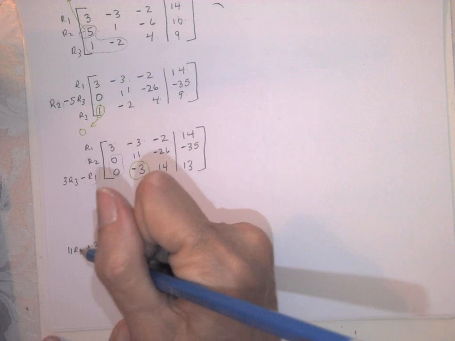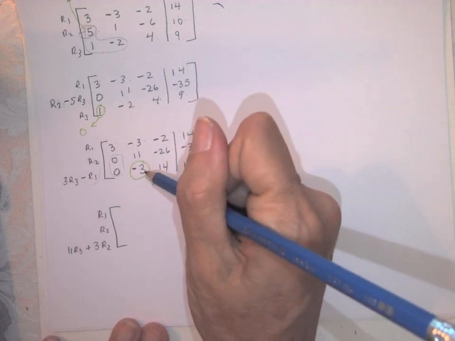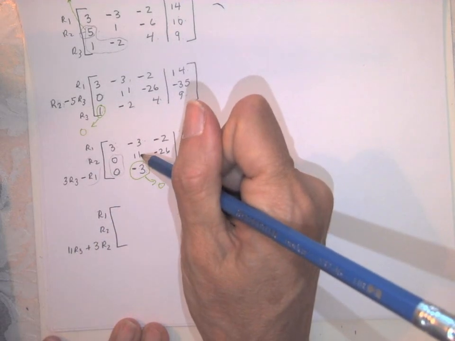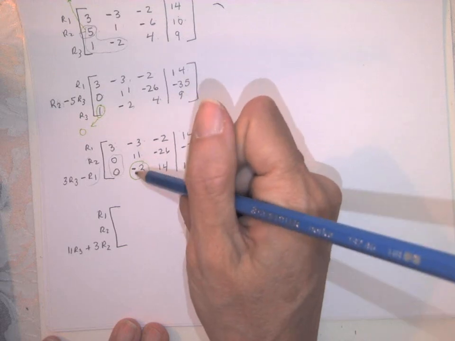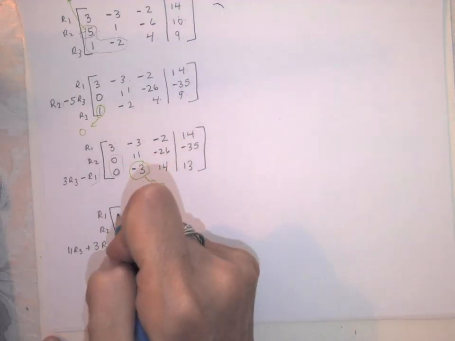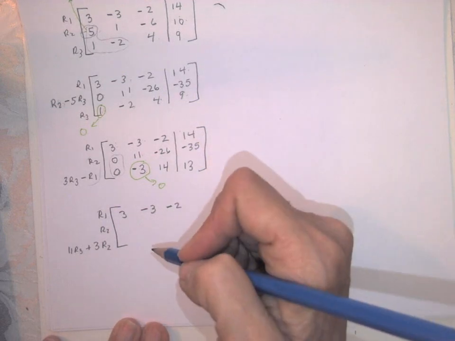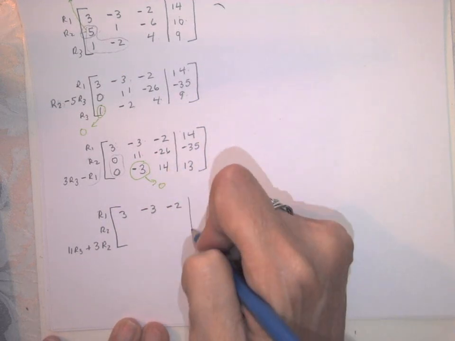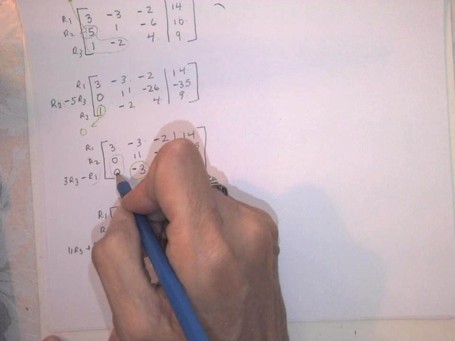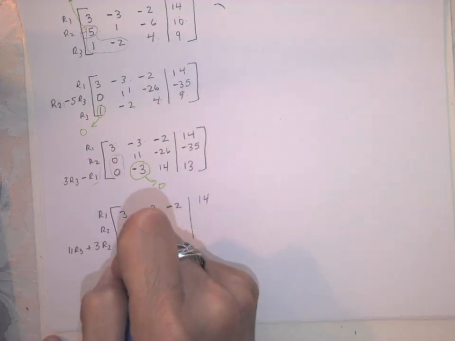Because then 11 row 3s would give me negative 33 here, and 3 row 2s would give me positive 33 here, and when I add them, I would get 0. I'm glad we used this example because it is really tempting to use row 3 and row 1, but you can't, because then you would undo this 0 that you've already made.